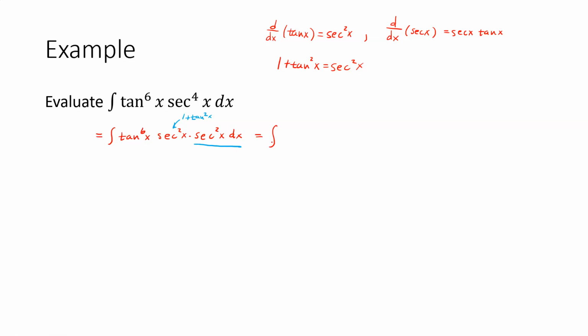So I'm going to rewrite this as tangent to the 6th, secant squared will become 1 plus tan squared, and then the secant squared dx we will save, because now I can substitute tangent. All right, now I notice that if I let u equal tangent, then we can get u to the 6th times 1 plus u squared. And then the secant squared here becomes our du. So I'm going to let u equal tan x, and then du will be secant squared dx.